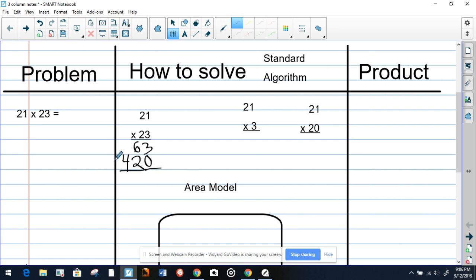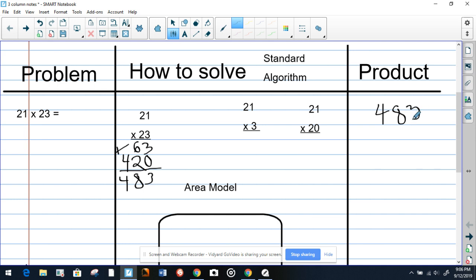Now you have to add the partial products. That's a plus sign again. So 0 plus 3 equals 3, and 6 plus 3 equals 8, and 4 plus 0 equals 4. So that will be the answer for this multiplication. The answer, which is the product of the multiplication, will be 483.